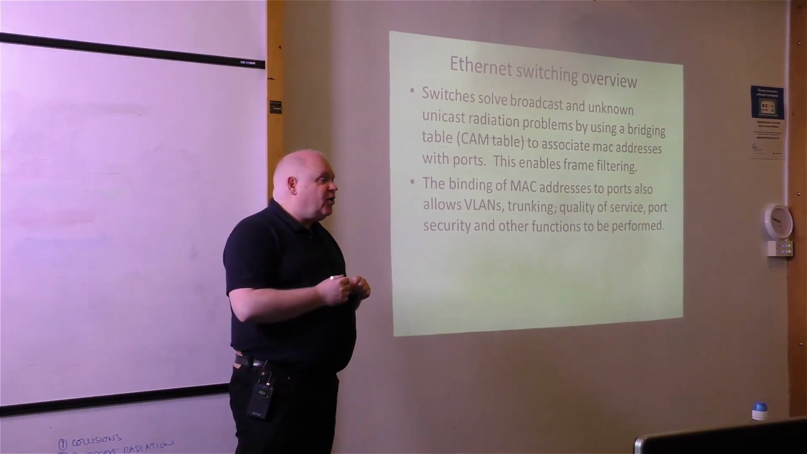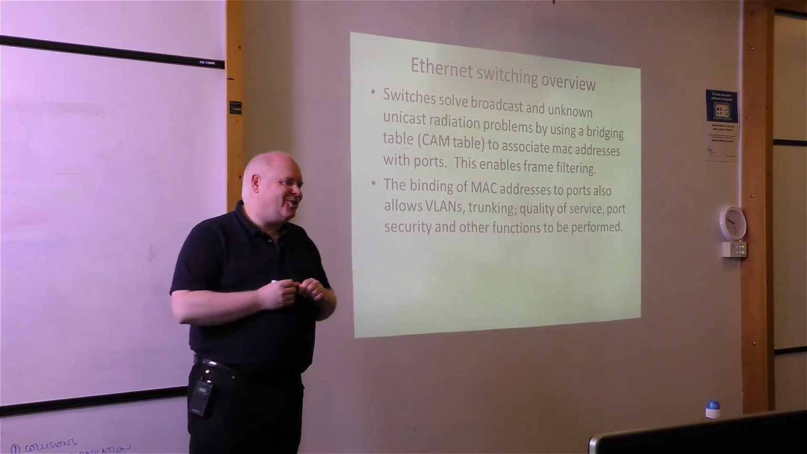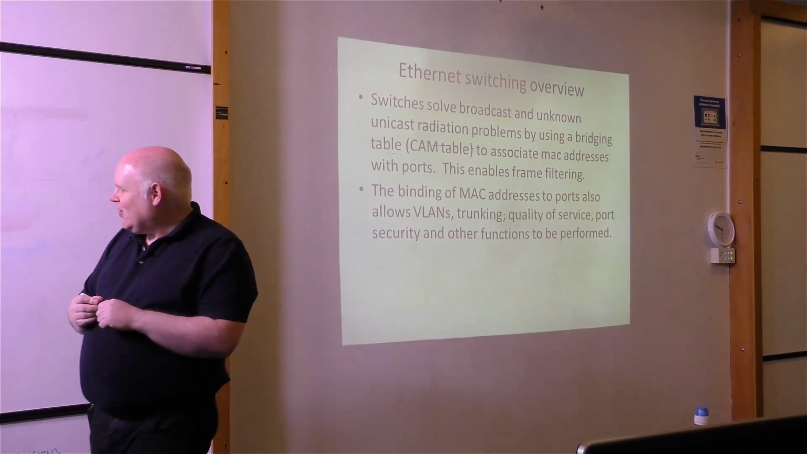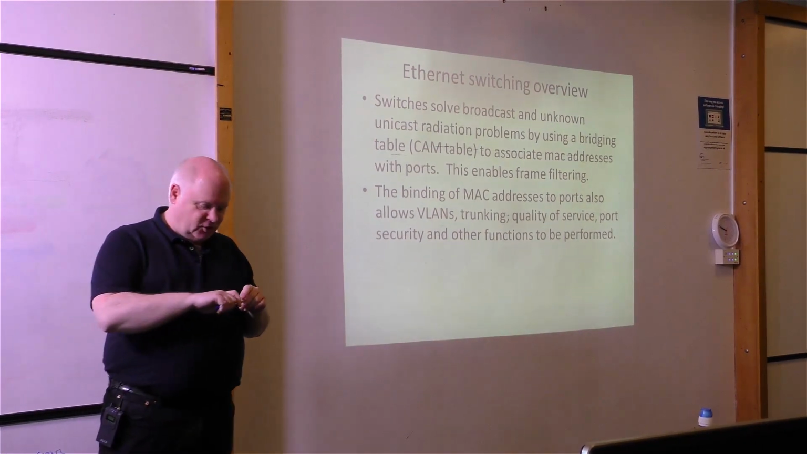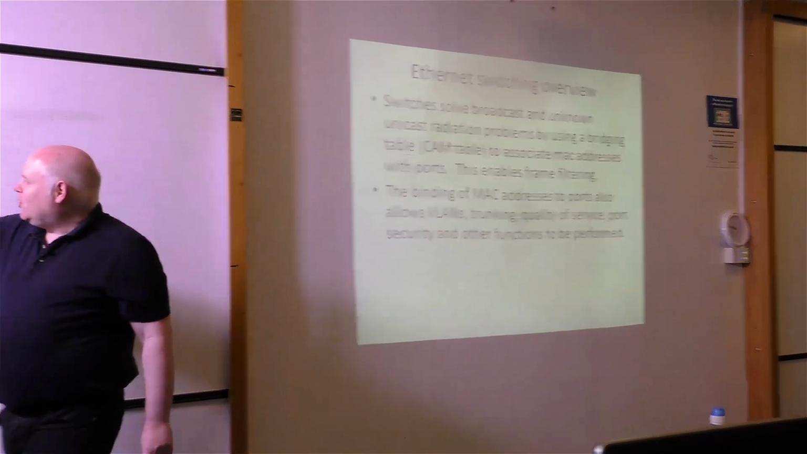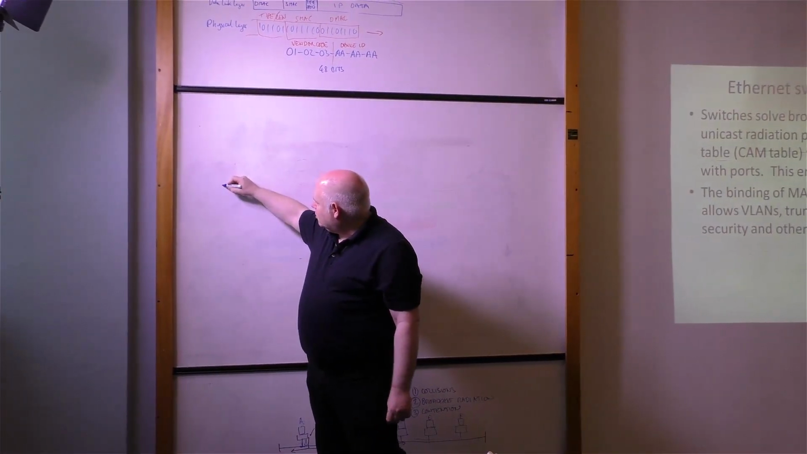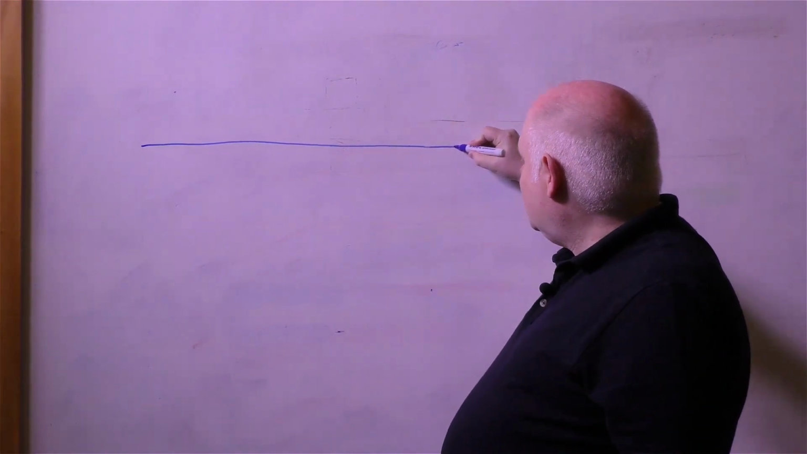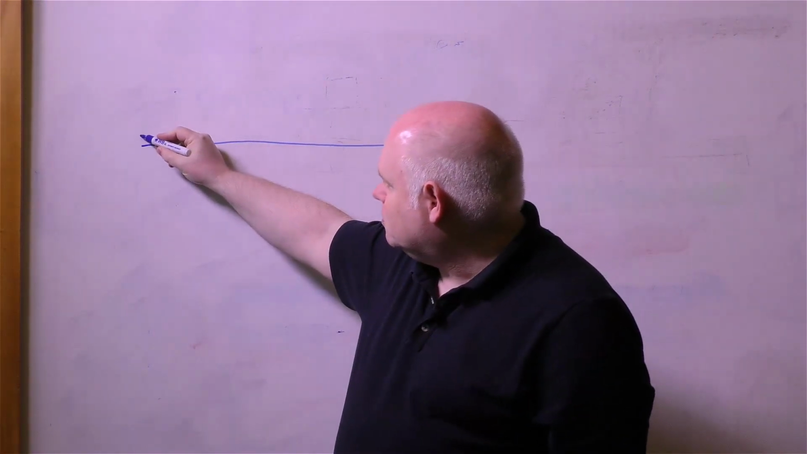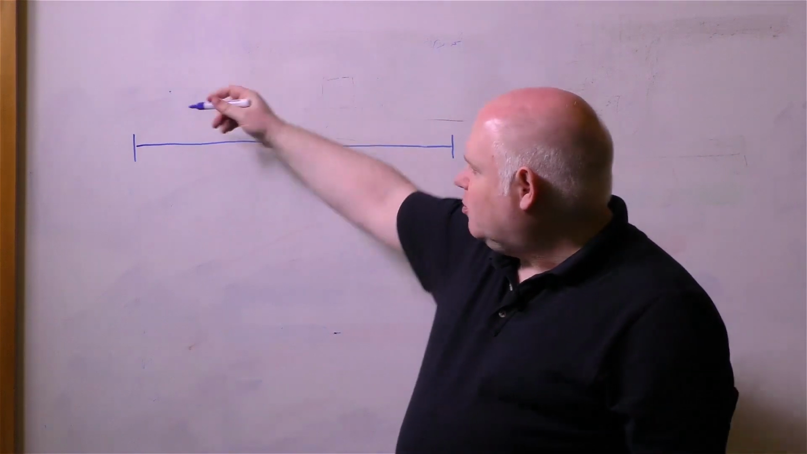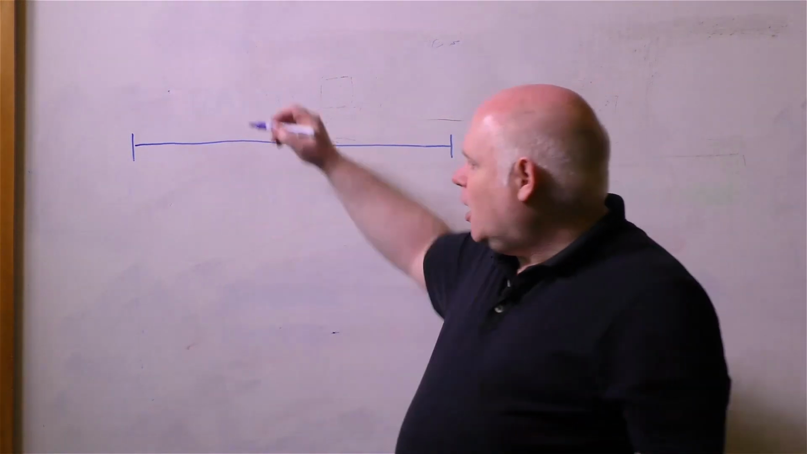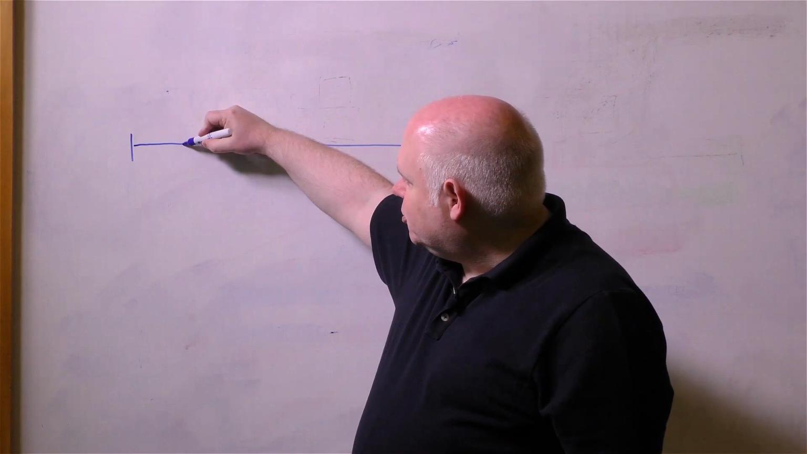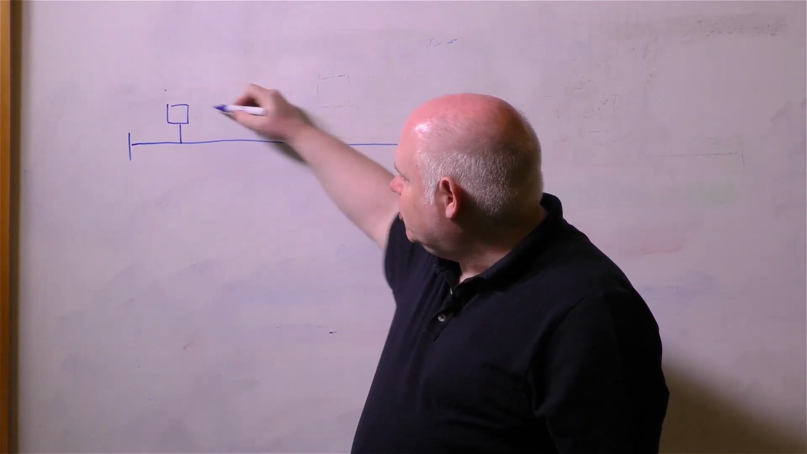So, very quick history lesson here in a way. In olden days, and I do go back that far, we had the original Ethernet. The original Ethernet was actually one big long cable. It could be 500 meters long. And individual computers were attached to it.